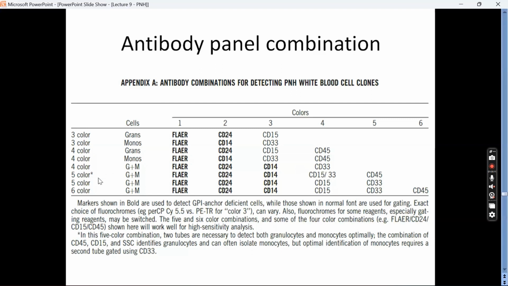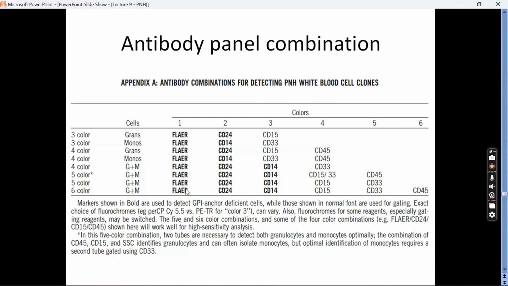If it's a 5-color, this is more optimal, where you can beautifully do the assay for granulocytes and monocytes with one single tube, where you can include FLAER and CD24 for neutrophils, FLAER and CD14 for monocytes. You can use CD15 for neutrophil gating, and you can use side scatter CD45 for locating the neutrophil population and monocyte population. Instead of CD15, if you use CD33, it is fair enough. But the best one is 6-color.